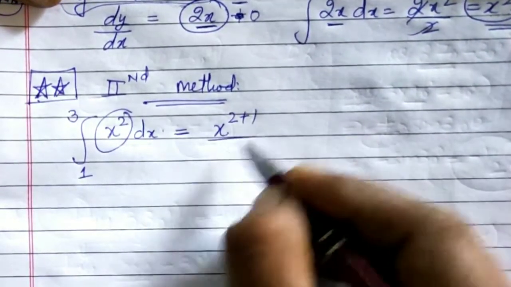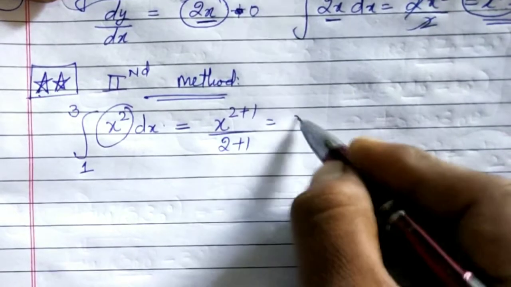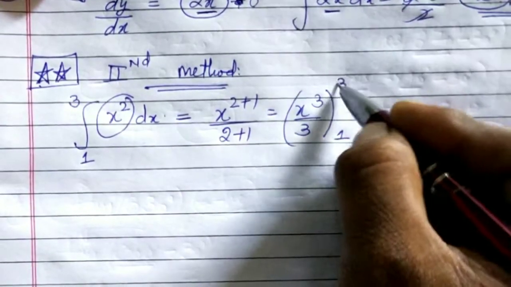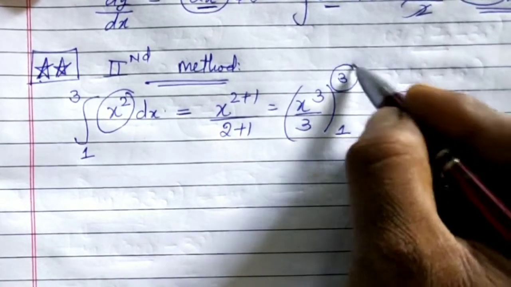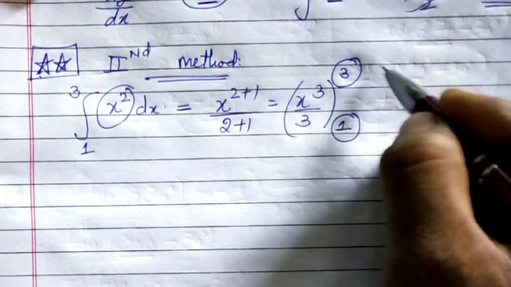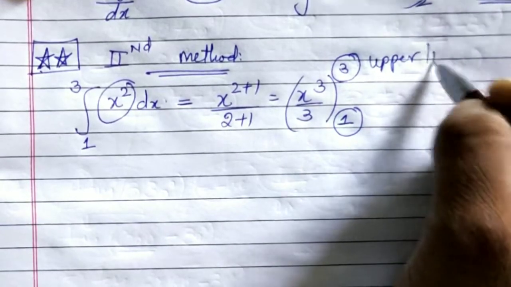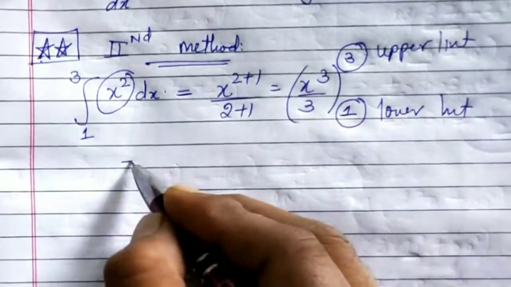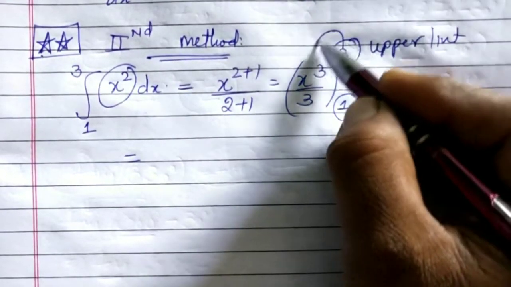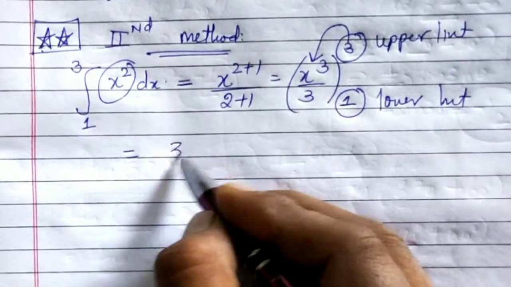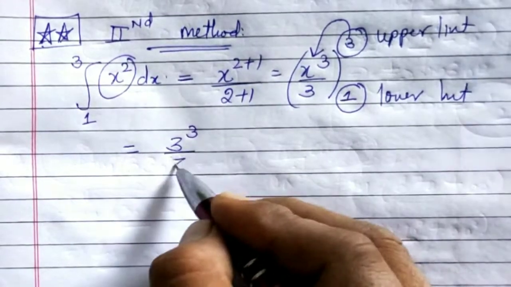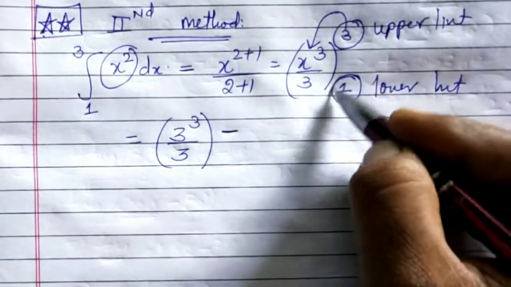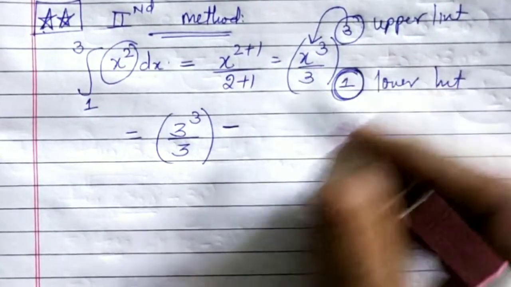So the integration of x square is x cube upon 3. Now we have to put the limits in it also. This is called the upper limit, this is called the lower limit. So how to solve? First we put the value of the upper limit in the answer. So I will put 3 instead of x. Then a sign of minus will come, and then I'll put the value of the lower limit instead of x.